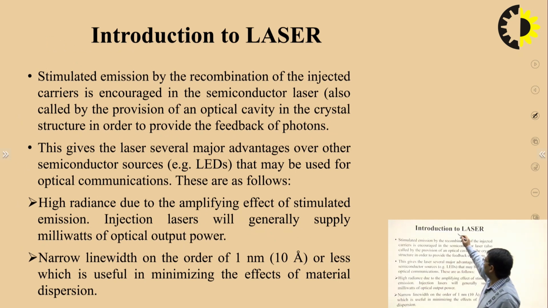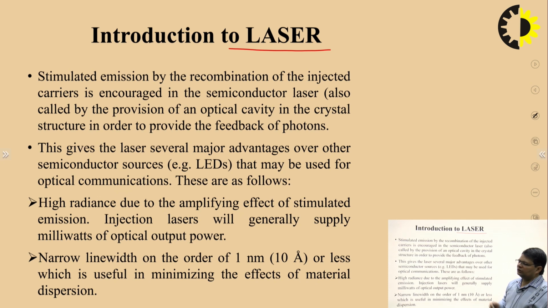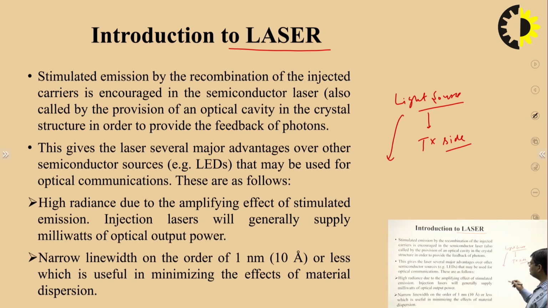So first of all, what is laser? Laser is basically a source of light, and this source of light is generally used in the optical communication on the transmitter side. And we know that the laser is used in the optical transmitter, and the main purpose for using this laser is that an optical source is required for generating the carrier signal.